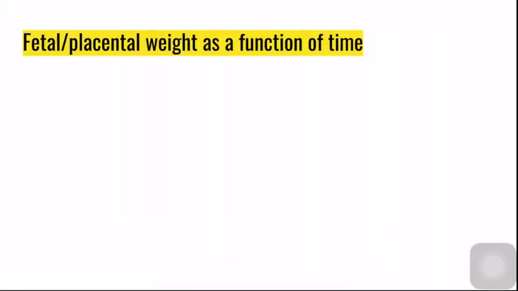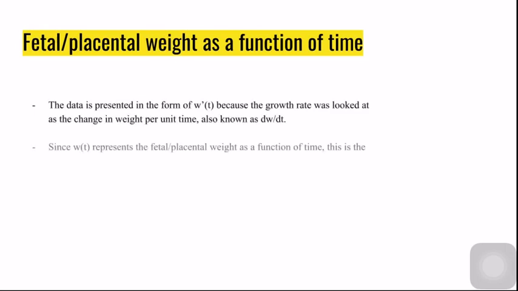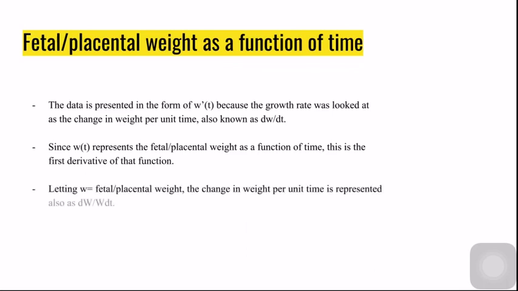Fetal and placental weight as a function of time. The data is presented in the form of the derivative of W of t because the growth rate was looked at as the change in weight per unit time, also known as dW over dt. Since W of t represents the fetal and placental weight as a function of time, this is the first derivative of that function. Letting W equal fetal and placental weight, the change in weight per unit time is represented also as dW over W dt.